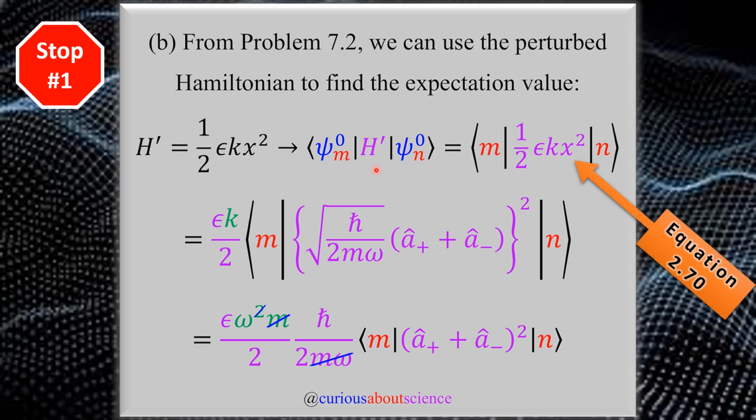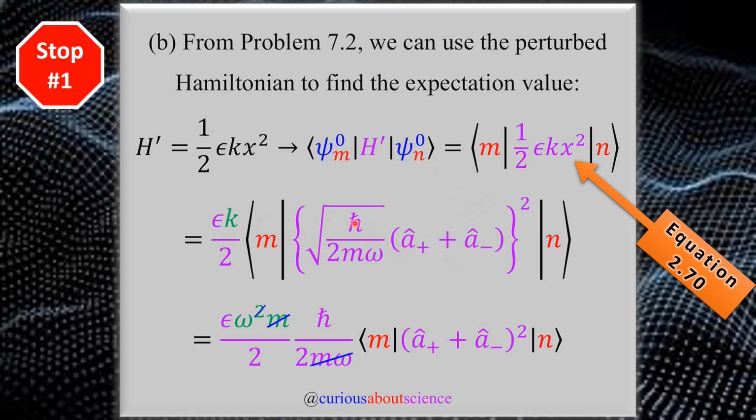All right? So again, we have this situation where we have 1/2 epsilon k x squared, but we know that dealing with the harmonic oscillators, nothing is just nice and easy, especially when we're acting on some state m and some state n. So to combat this x squared and find the expectation value, we're going to use equation 2.70, which is the raising and lowering operators, or the ladder operators, the annihilation operators, whatever text you're using, that's what they're called. Same concept though. So by plugging in the x operator in terms of the ladder operators, we get this expression.